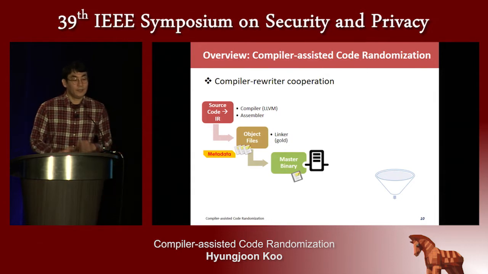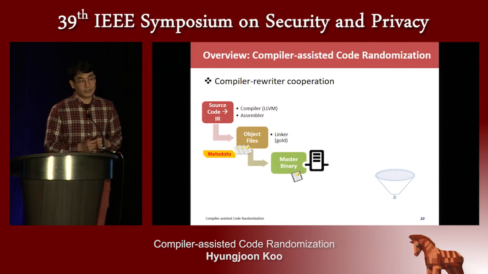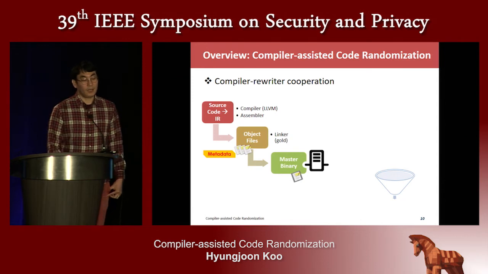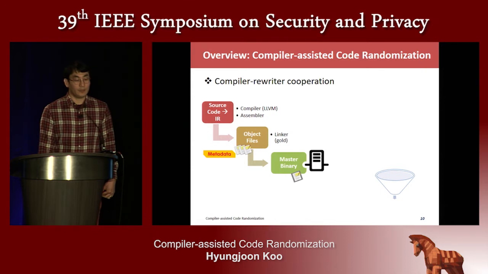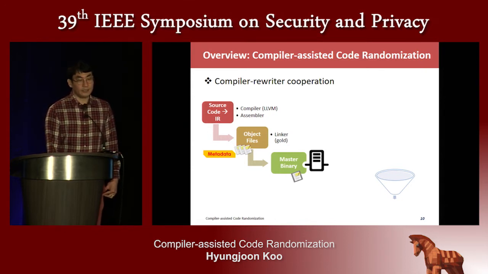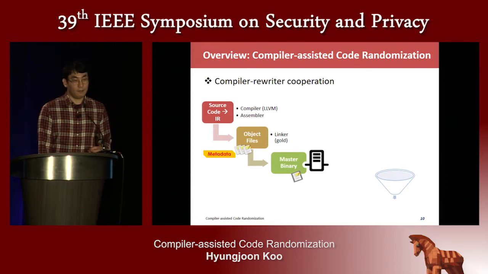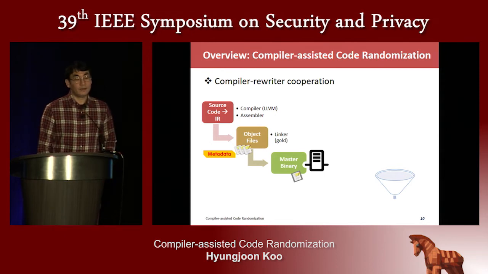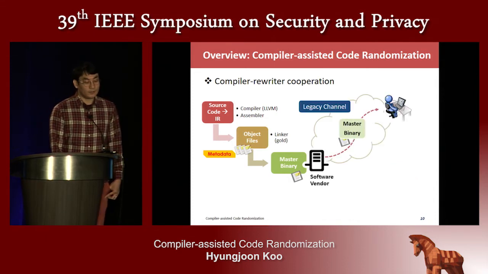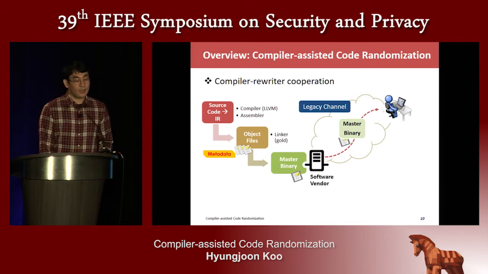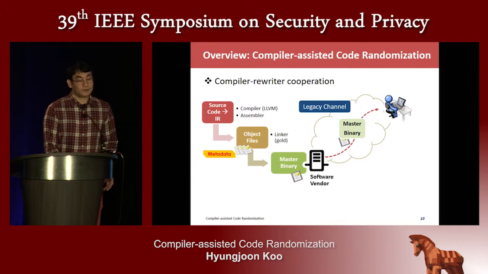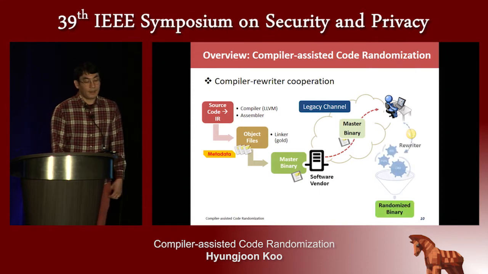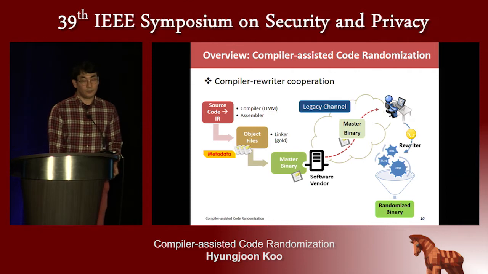So here is an overview of compiler-assisted code randomization. Our approach is based on compiler-rewriter cooperation. First, the compiler takes the source code and transforms it to intermediate representation, and then the assembler takes the intermediate representation into code as an object file. At this point, we collect supplementary information from the compiler as metadata, and then the linker combines those object files into the final executable. We used LLVM as the compiler, and Gold as the linker. Once the software vendor is ready for distributing the master binary, it is transferred to the end user over a legacy channel. And then the end user triggers the rewriter to produce the randomized binary.